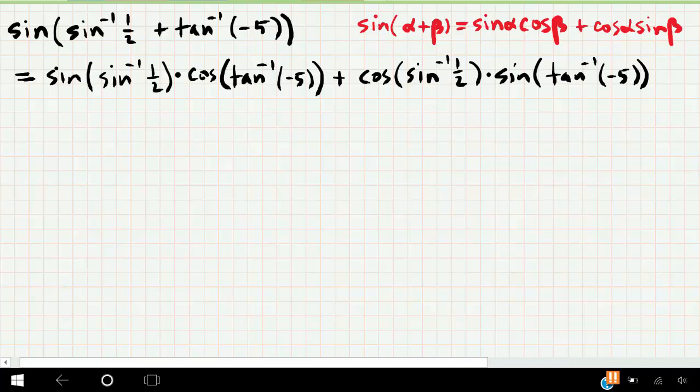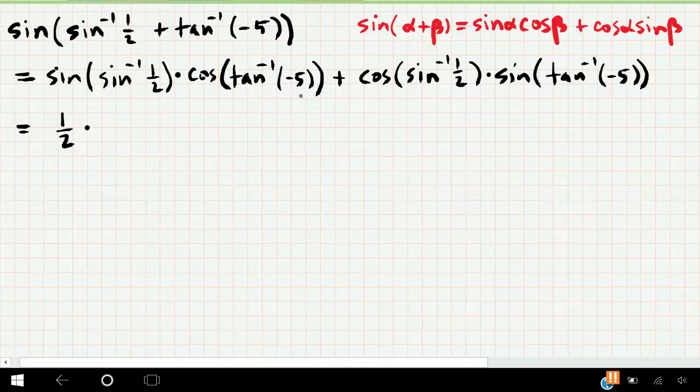In order to simplify this, let's take a look at the first term. The first factor of the first term can be simplified with a cancellation property. That will give us 1/2. Now, the second factor of the first term, we don't know the angle on the right side of the circle that has a tangent value of -5.